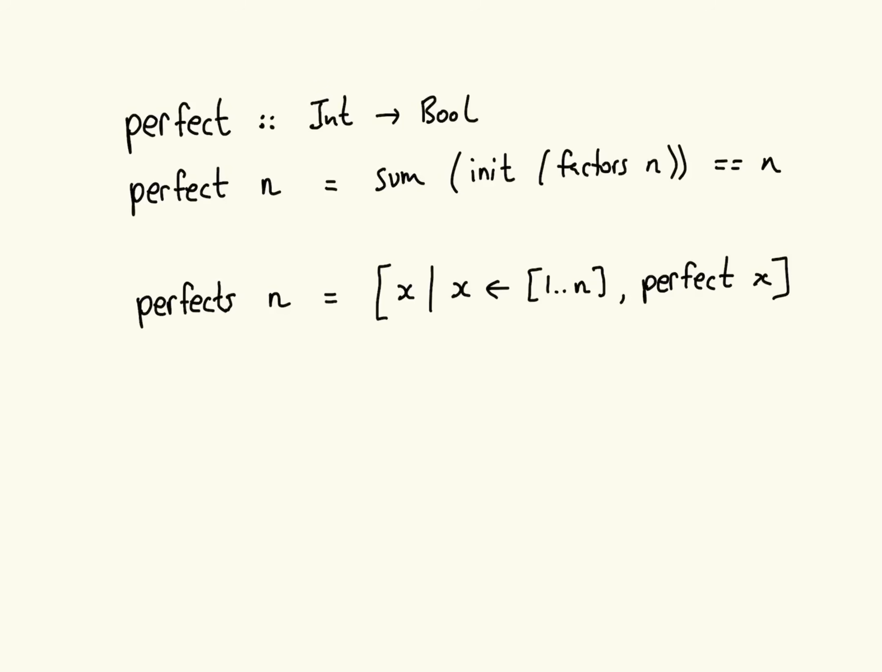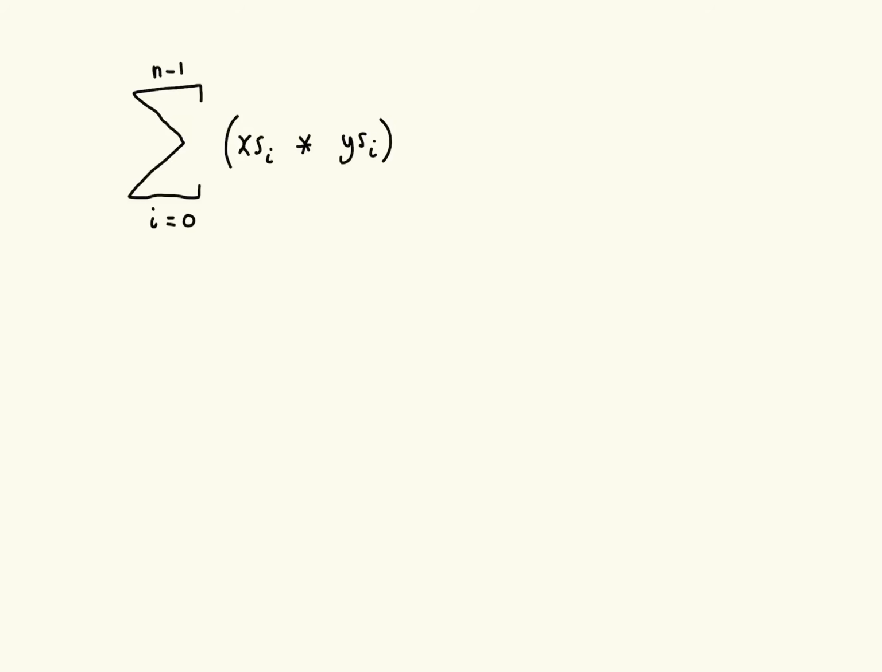A number, we're going to calculate all the perfect numbers up to n by ranging x from 1 up to n, and then only keeping the ones which actually satisfy the property of being perfect. So again, a nice simple one-line definition. So now let's have a look at the last exercise, exercise 3, which was to calculate the scalar product of two lists of numbers, which is expressed in mathematics like you see here.